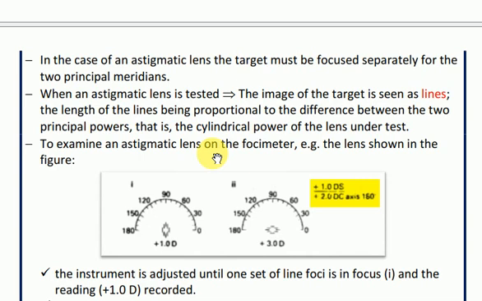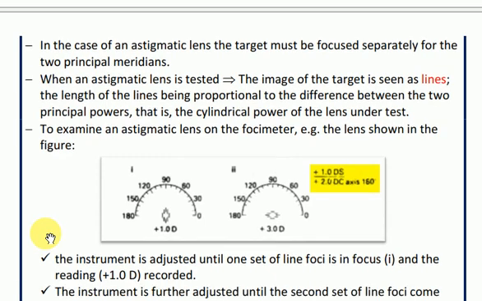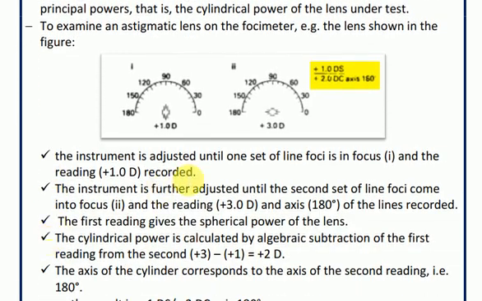To examine an astigmatic lens on the focimeter, the lens shown in this figure, the instrument is adjusted until one set of line foci, these are line foci, is in focus, and the reading is +1. +1 is recorded. The instrument is further adjusted until the second set of line foci comes into focus, and the reading is +3. The axis of the lines is 180, as it is recorded.